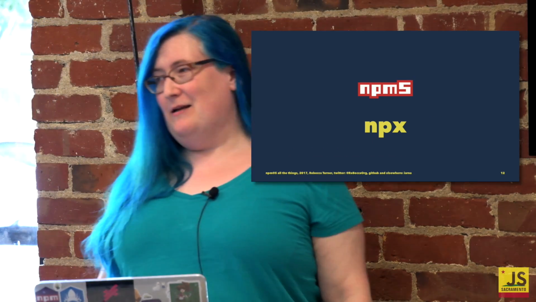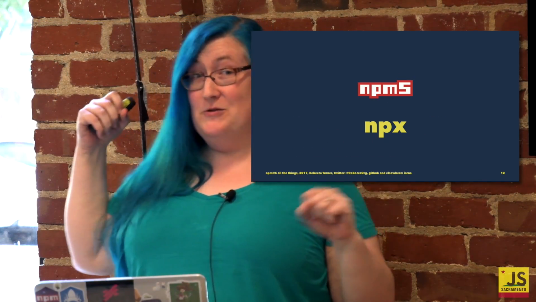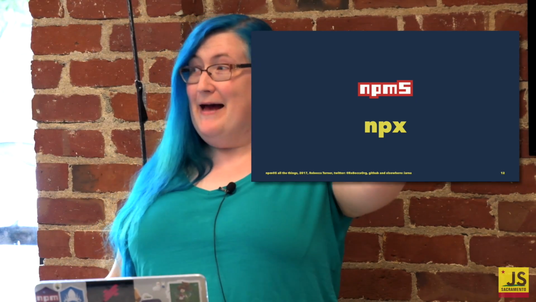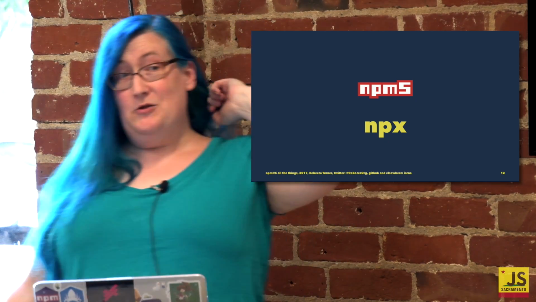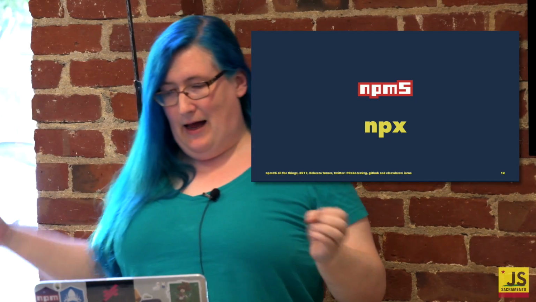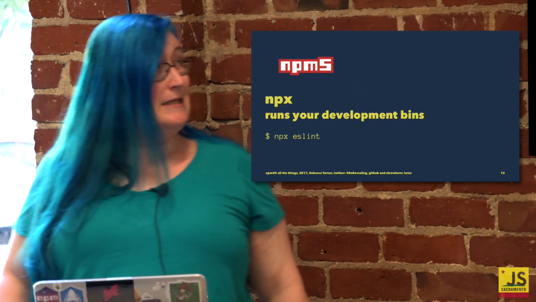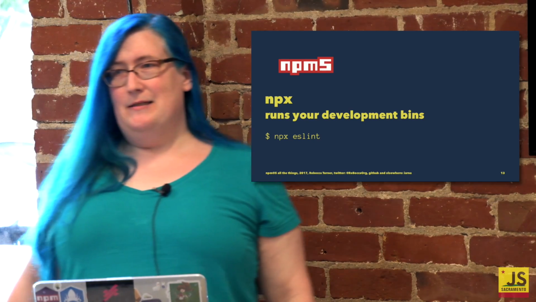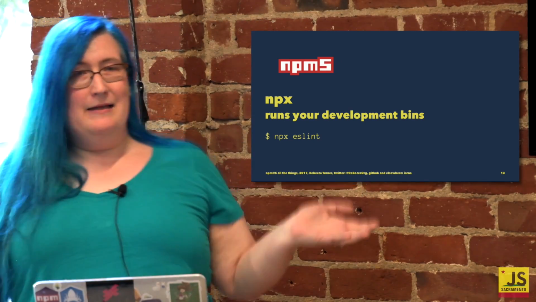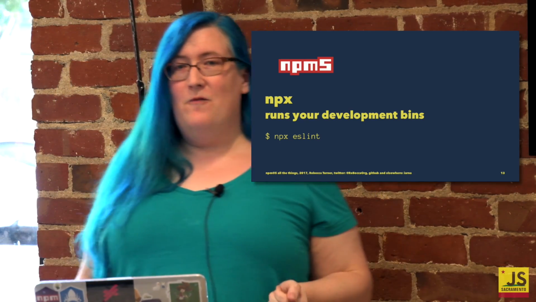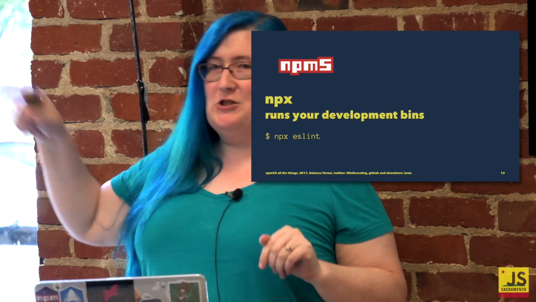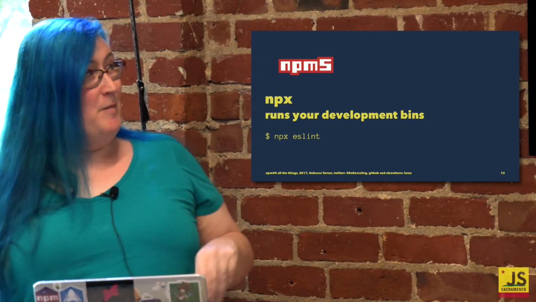But the thing I'm most excited about with npm 5, and if you install npm 5.2 or later, you get npx. And npx is a new command line tool that's shipping alongside npm. And npx allows you to do a number of things. It allows you to run your development bins. So anything that's installed as a development dependency, like ESLint, you can run npx ESLint, and it will go find the ESLint binary and run it for you. So it's like doing node_modules/.bin/ESLint, but much shorter.